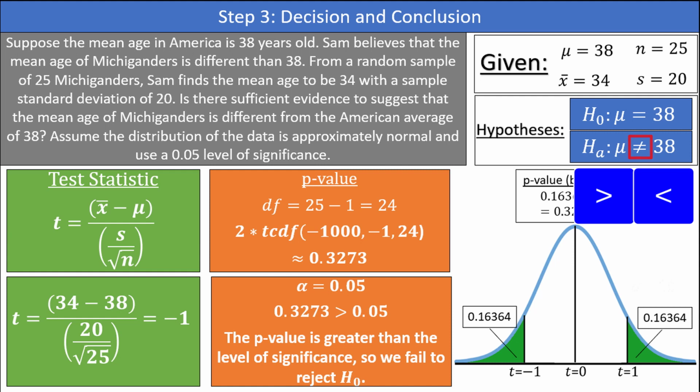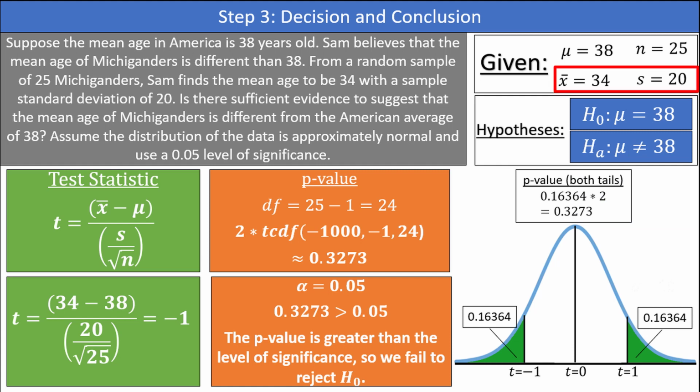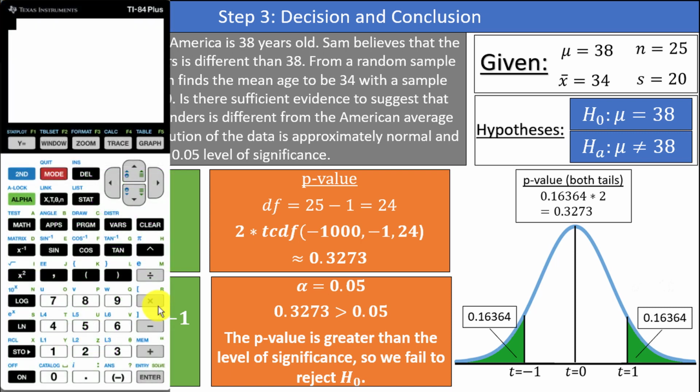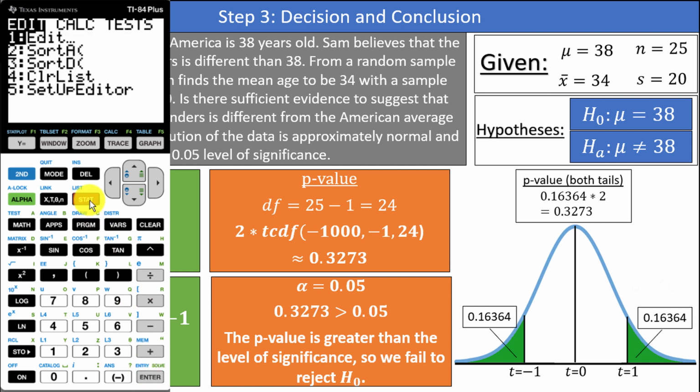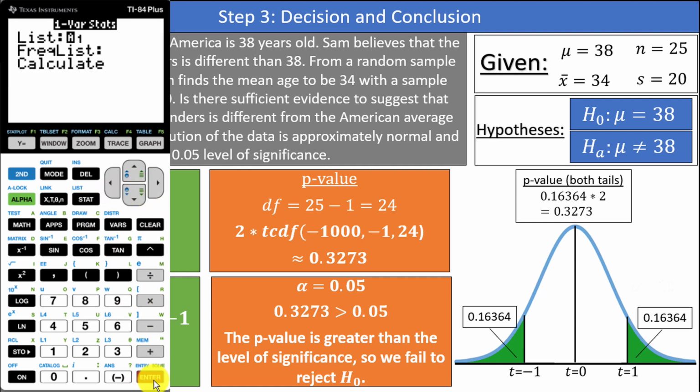Also note that in some problems, you could be given data instead of statistics. So instead of being given x bar is equal to 34 and s is equal to 20, you might be given a dataset with numbers and asked to complete a hypothesis test with the numbers. In that case, you will have to calculate x bar and s using 1-Var Stats on the TI-84 calculator. You would need to go to Stat, Edit, and then press Enter. Then you would enter the data into list 1. Press Stat again, arrow once to the right, and select 1-Var Stats to get the statistics that you need to complete the test.